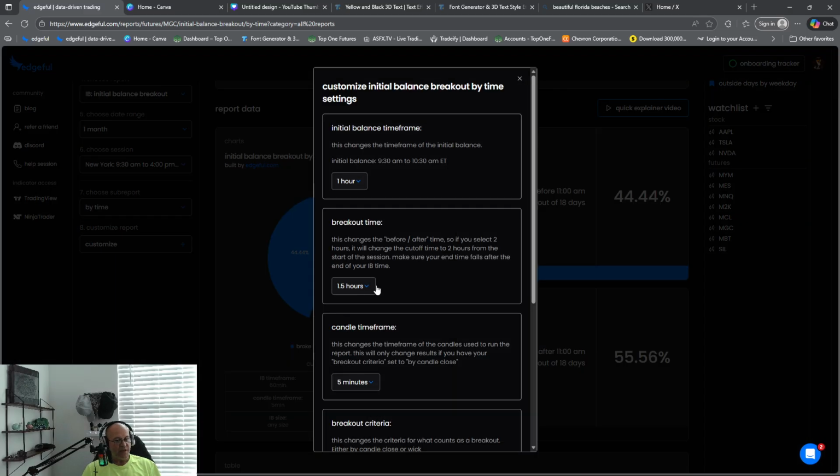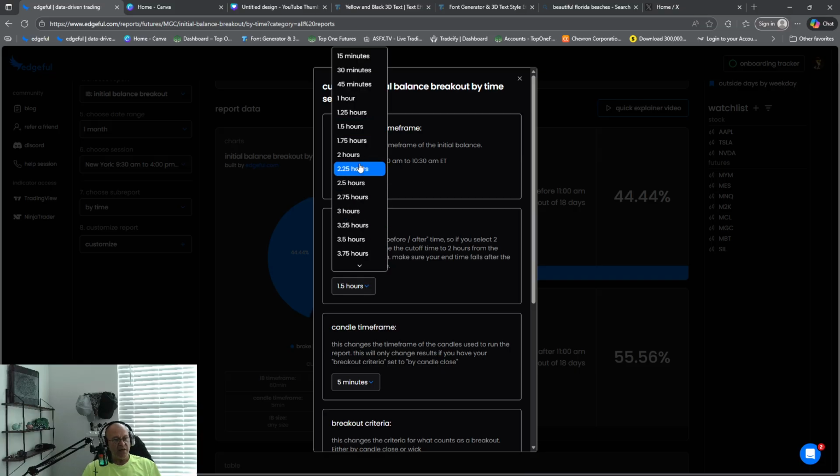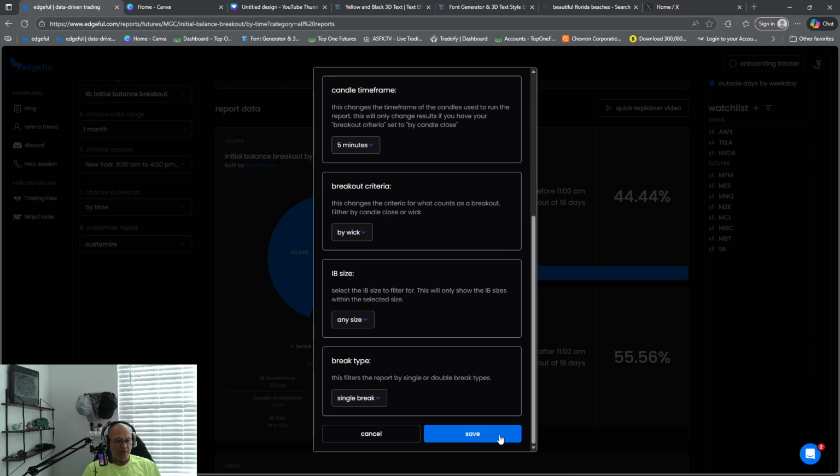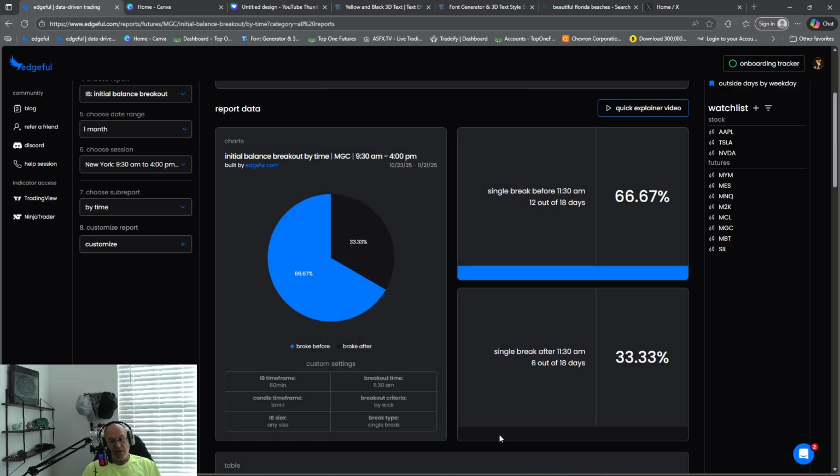So let's push that out to 2 hours and say by 11:30. How often have we broken out? Okay, now we're at that 65%. So we're going to be looking for a break of initial balance by 11:30, which is good because we don't like to trade into the lunch hour unless we're already in a trade. Then we'll let it run. So by 11:30, we expect to have our breakouts 66% of the time.